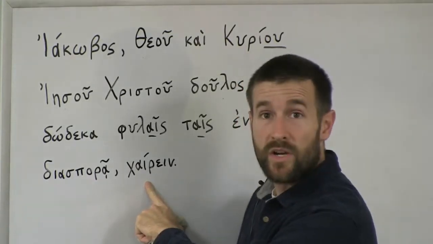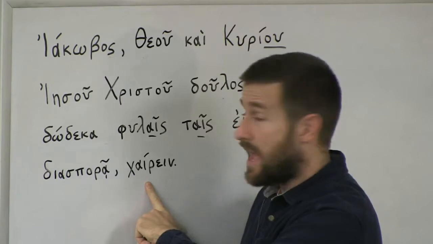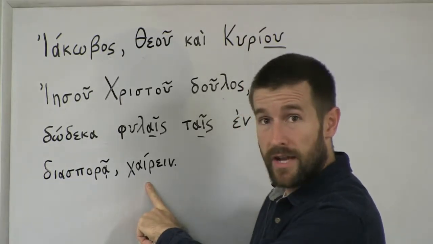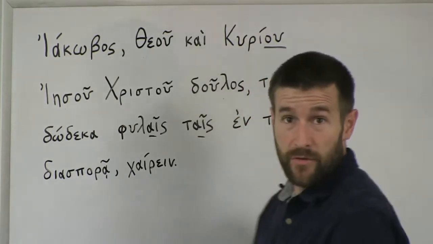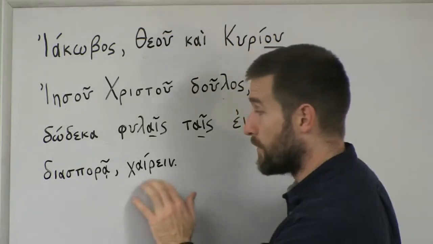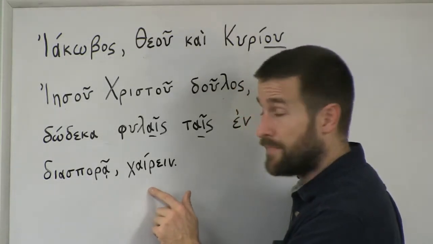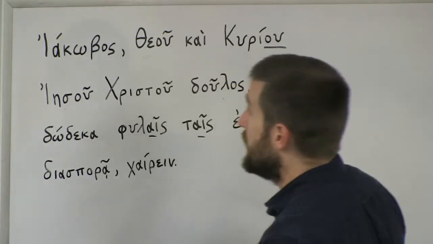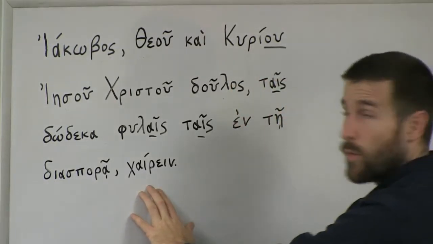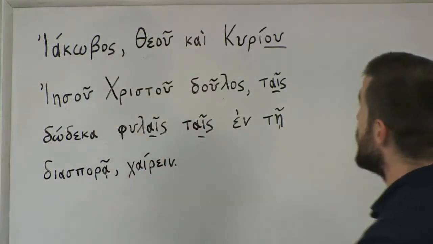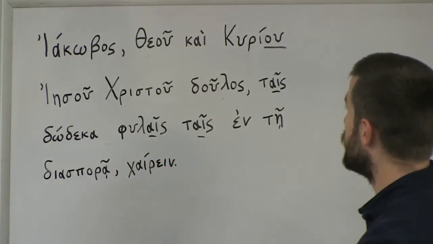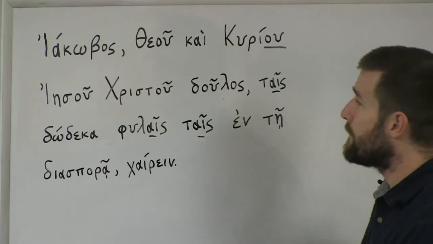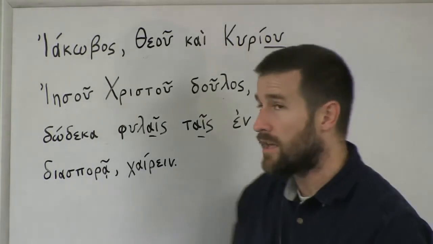So this word is also used in modern Greek. If you meet someone and you want to say pleased to meet you, you say chairo poli, all right? And so that's the first person singular form of the word, which would be the dictionary form of this word. So if you wanted to look this up in a Greek dictionary, you'd look up chairo, ending in omega. All right, so that's greeting. So let's go over it one more time. Iakobos theou kai Kyriou Iesou Christou doulos, tais dodeka phylais tais en ti diaspora chairein.